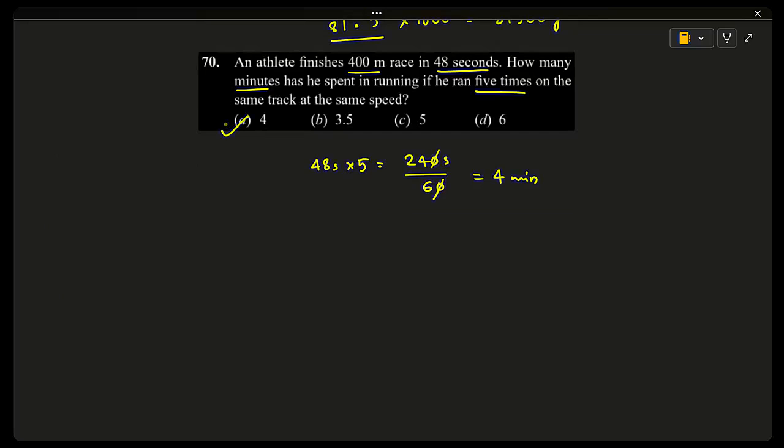So option A. So this 400 meters is just given to confuse. Here distance is not useful to calculate, so only 4 minutes. So just find the total time spent for 5 times. One time it is 48 seconds, so 5 times it's going to be 240. Divide by 60 to convert into minutes. Next, 71st question. So 71 to 75 is actually based on a bar graph.